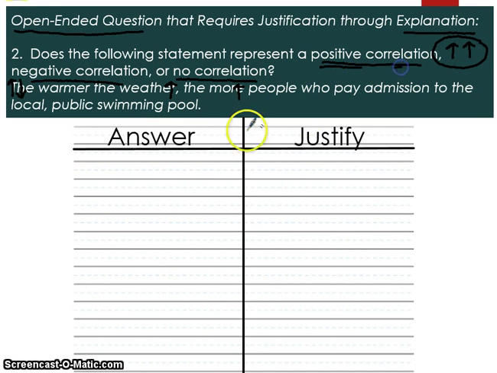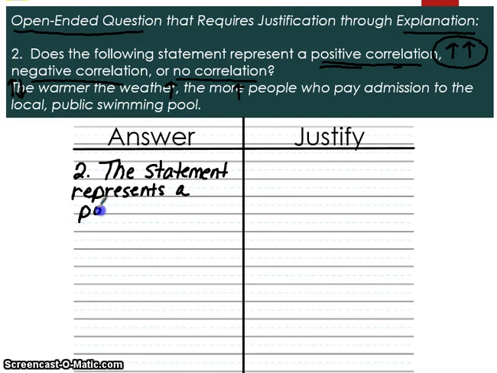So do you see how it's like warmer, that's up, and more people, that's up. So that's up, as one goes up, so does the other. That's a positive correlation. So on this side, I'm going to put my answer. So you're putting a number 2. Make sure you put a line across, straight across in between 1 and 2. So number 2, I will say the statement represents, and you can see I got these words right here, a positive correlation.